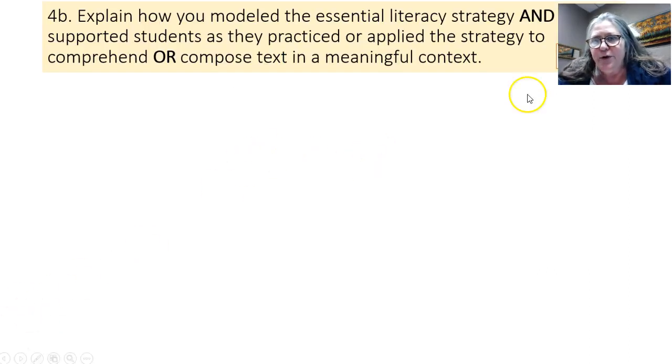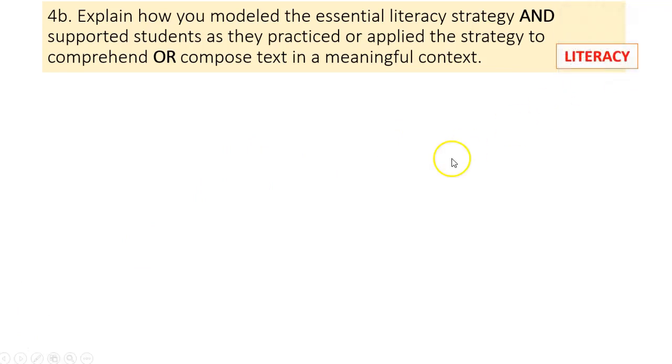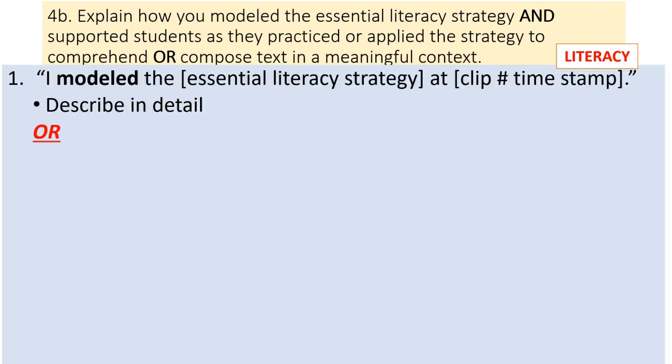So taking a look at Prompt 4B, explain how you modeled the essential literacy strategy and supported students as they practiced or applied the strategy to comprehend or compose text in a meaningful context. So start out by first of all writing, I modeled. That comes straight from the prompt, and this is the essential skill that they're hoping for you to show. So for every content area, there is a subject-specific pedagogy that they're wanting to see. And for elementary literacy, it's modeling. So you're modeling the strategy and helping students as they practice and apply the strategy. That's what they want to see you do.